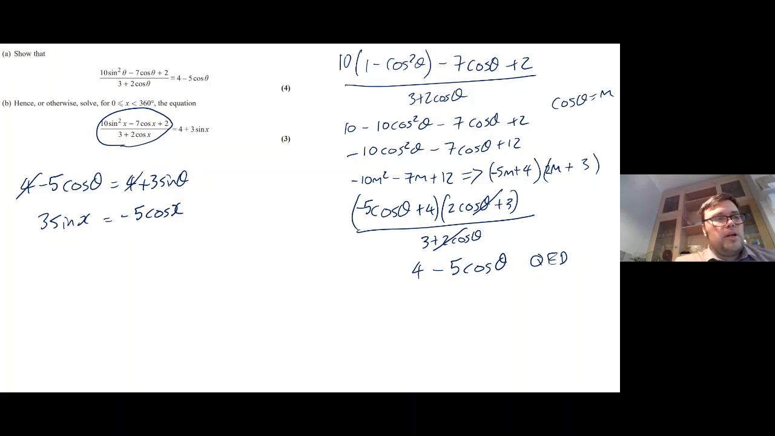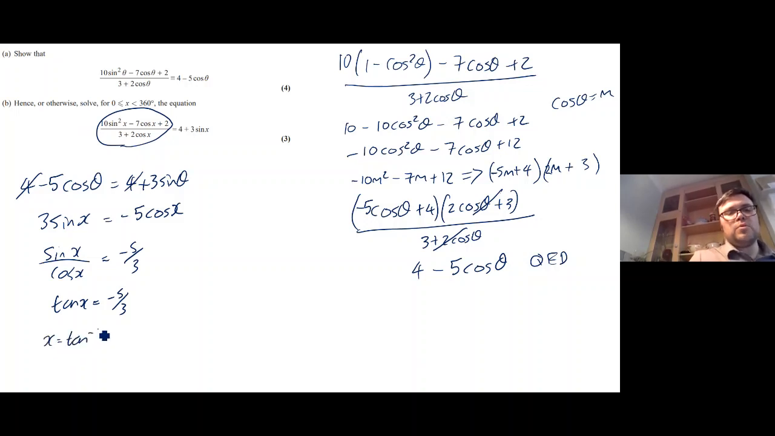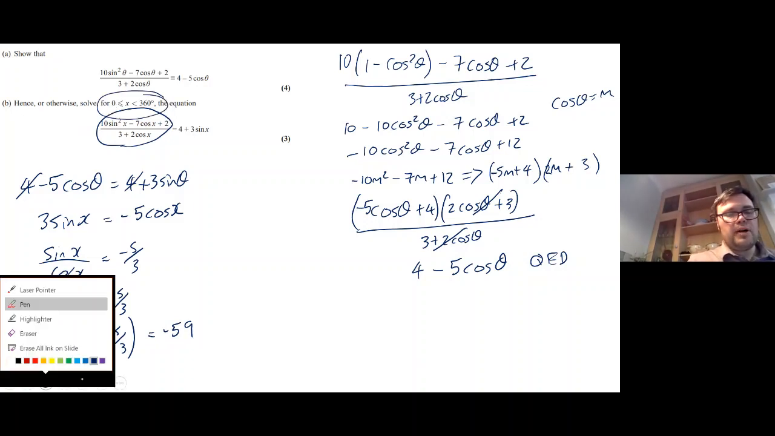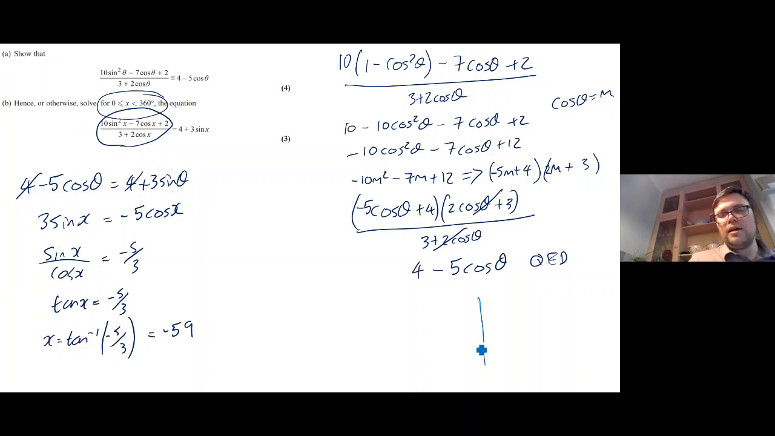There's no squares there, so I can't do anything with that. So what I will do is, if I bring the cos underneath the sine, and if I take the 3 over to the other side and bring it underneath the minus 5, I have sine x over cos x equals minus 5 over 3, or I have tan x equals minus 5 over 3. X equals tan to the minus 1 of minus 5 over 3, which is equal to minus 59. Again, let's have a look where it wants it between 0 and 360. If I do a quick sketch of a tan graph, asymptotes at 90.